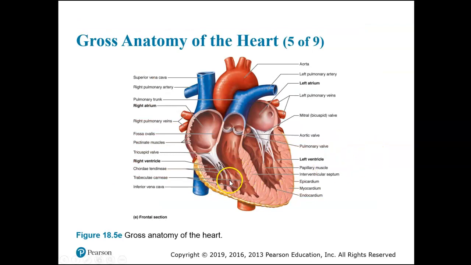And you can see here the papillary muscles connected to the chordae tendineae. The trabeculae carneae are the muscular ridges in the walls of the ventricles. The papillary muscles attach to the chordae tendineae, which attach to the AV valves. This one is the tricuspid valve, and then this one is the mitral or the bicuspid valve.